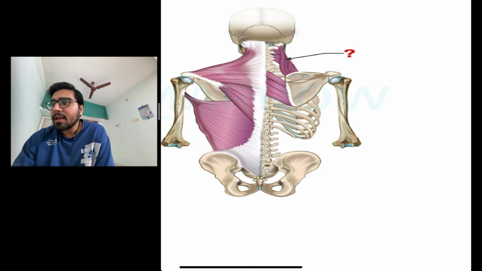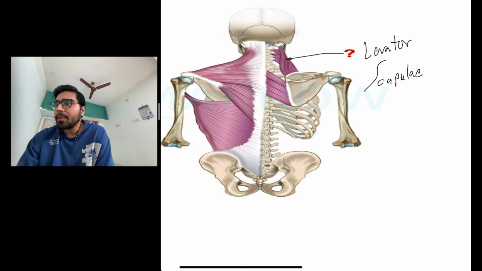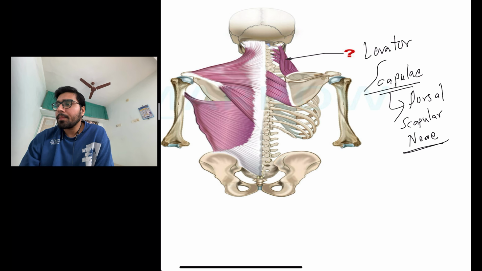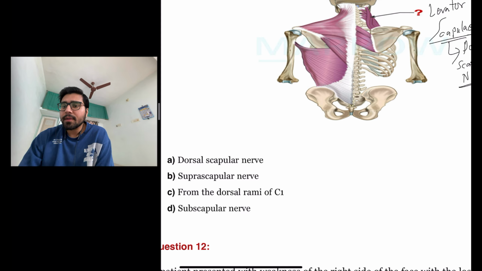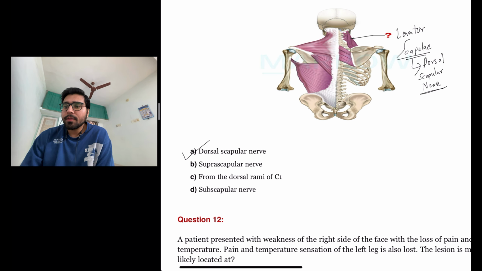The next question is: the muscle marked by the arrow in the image below is innervated by. The muscle marked is levator scapulae, which is supplied by the dorsal scapular nerve. The answer here is dorsal scapular nerve.